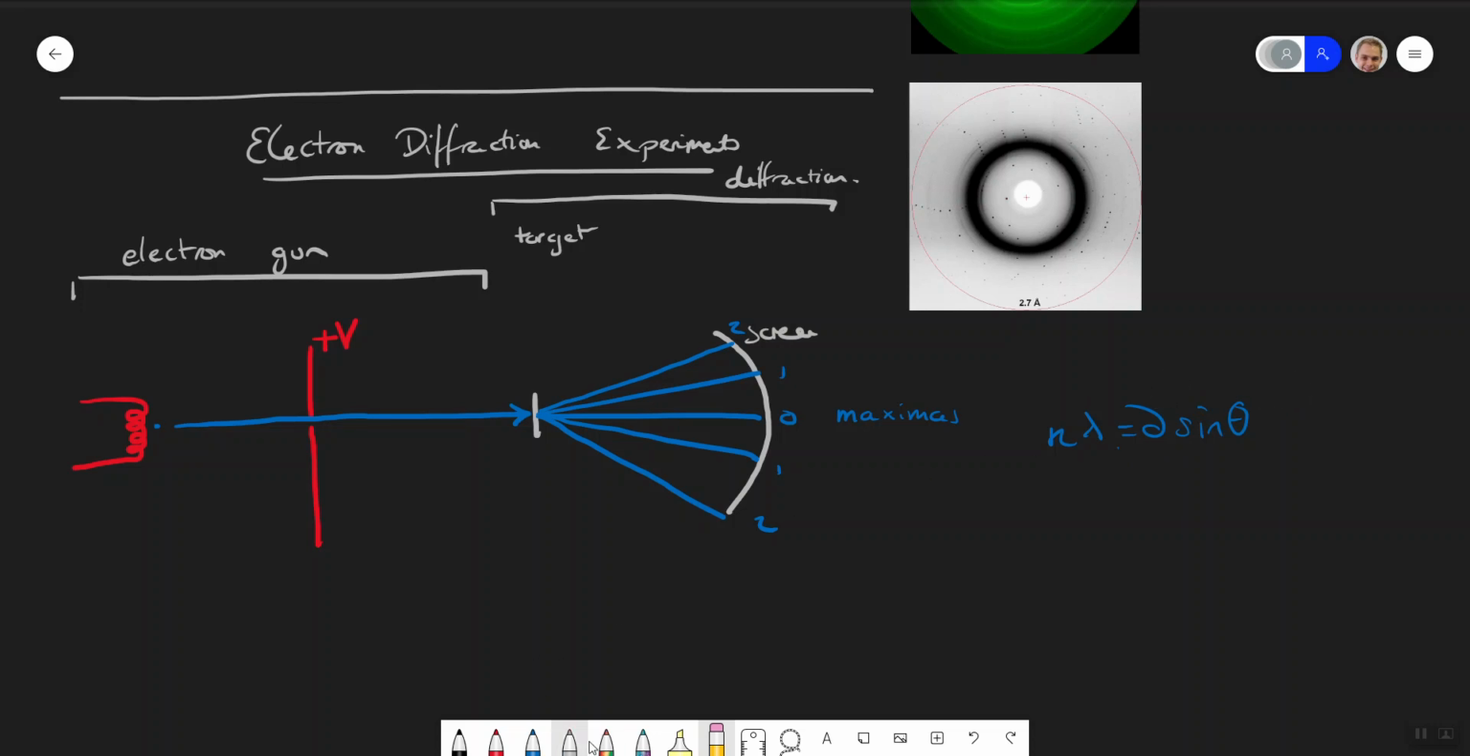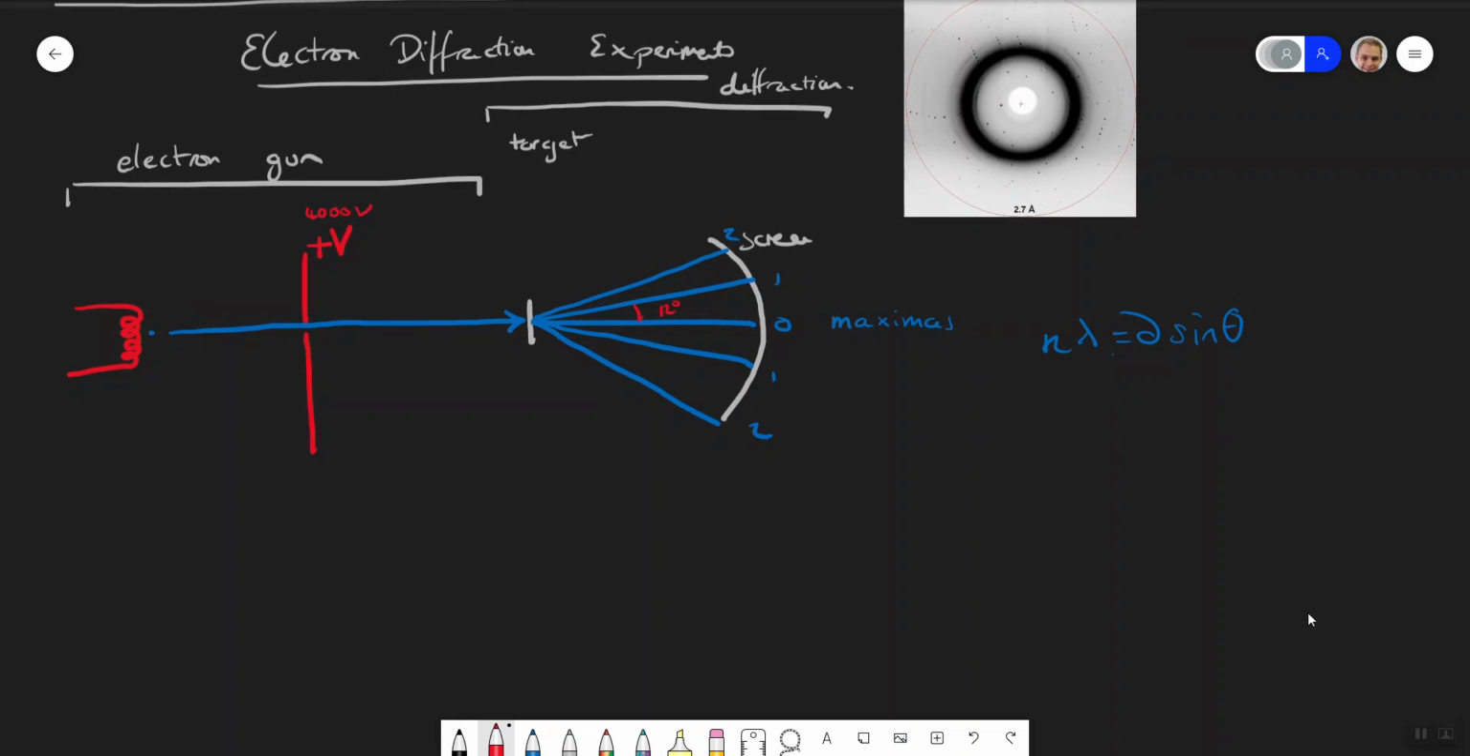So let's take this through. Let's say that we have an angle to our first one. Let's give it some numbers. Let's say that angle is 12 degrees, and let's say we've accelerated this to 4,000 volts. How do we work out the intraatomic spacing? What is d, using de Broglie's equation?